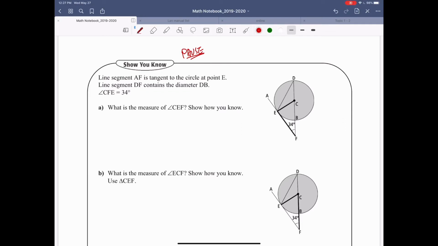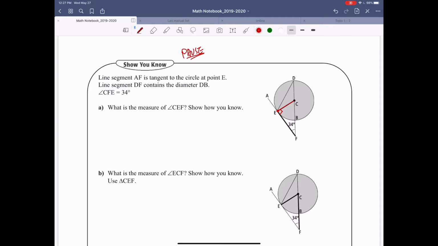Okay, so they labeled the known triangles there for you already. CE and EF are perpendicular to each other. Why? Because that's the radius contacting the tangent line at the point of tangency. So that means angle CEF is 90 degrees. So that's a right triangle.